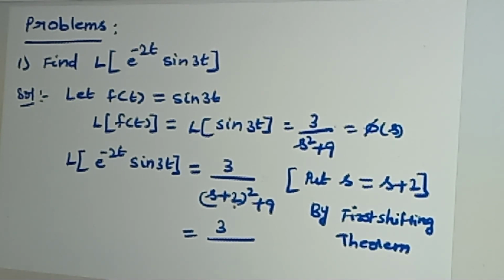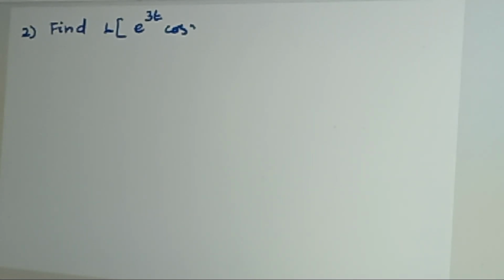Simplify कैसे करेंगे? a plus b the whole square, a square plus 2ab, that is 4s plus what you are going to get? 2 square is nothing but 4. 4 plus 9 will give you what? 13. This is the final answer. Let us take one more simple example so that you will understand the concept in a better way. Second sum क्या है? Find Laplace of e raised to 3t into cos 2t.